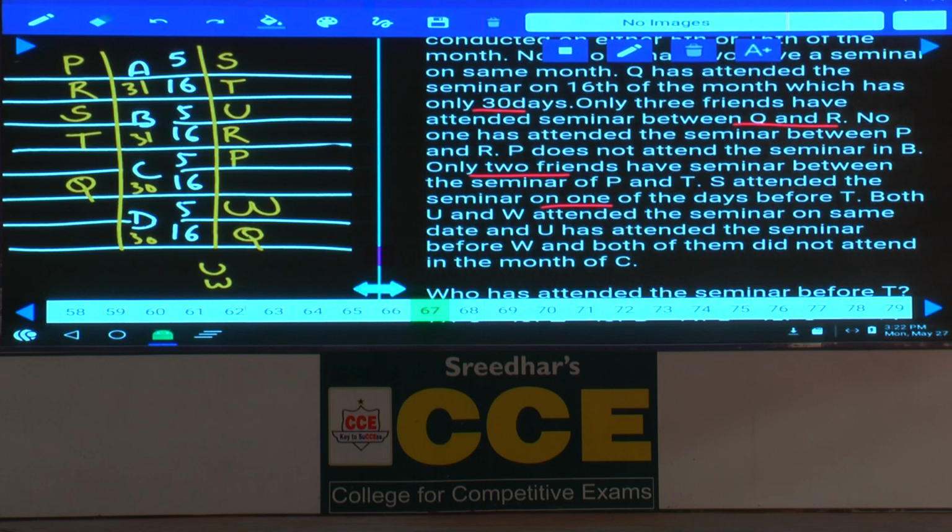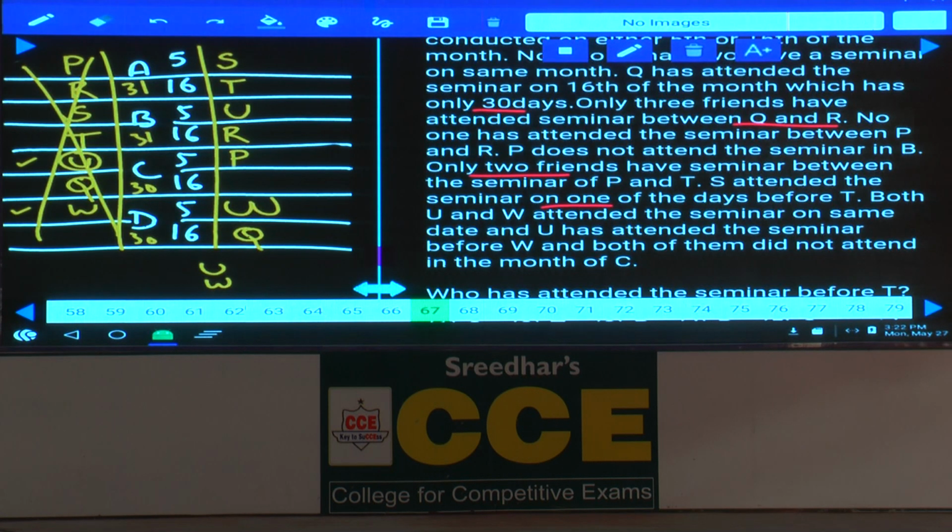W will be here, U and W. Same date, but not in the month of C. But as in this one, 5th and 5th, these are the only two left over here. That means U must be on 5th of C, which is not possible. And the second case is completely ruled out. Now we are left with only the first case.